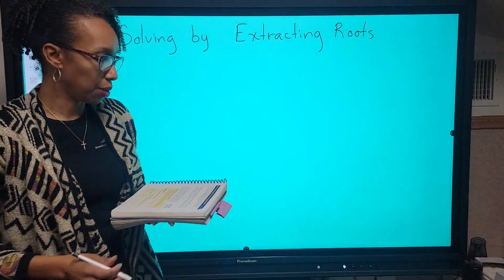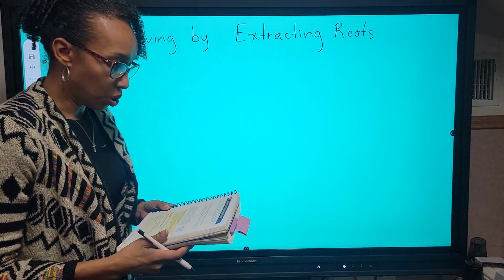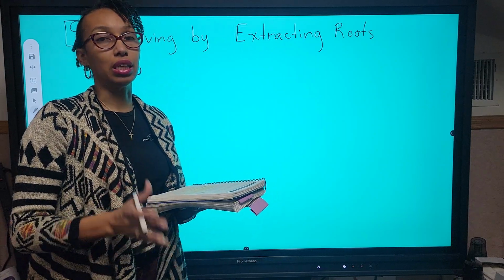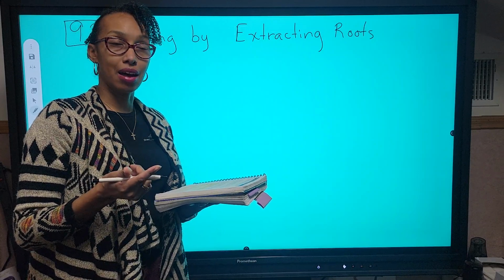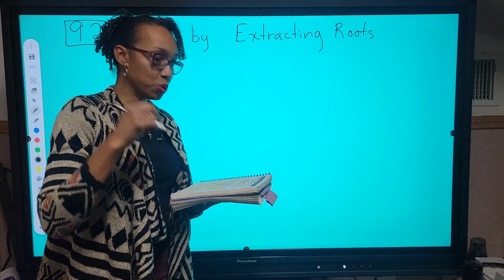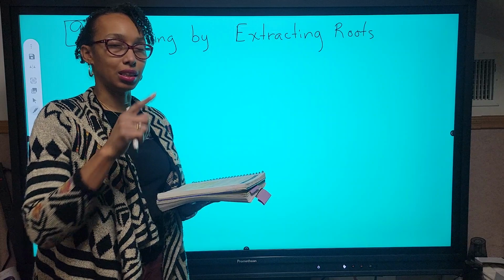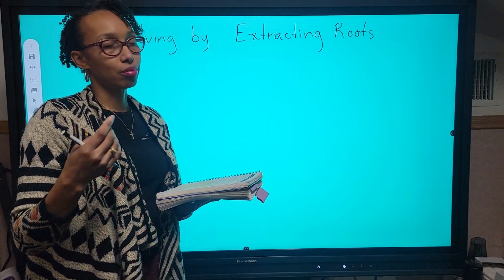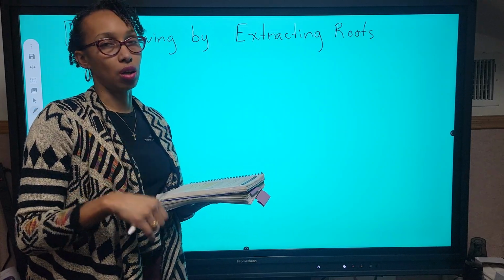Today we're looking at section 9.2, solving by extracting roots. So we've been solving equations, quadratic equations specifically, in this unit, and those are equations that happen to have a degree of 2 as their highest degree. And sometimes we'll need to get rid of that square, and the opposite of square is a square root. So this lesson will focus on how to use roots to solve equations.